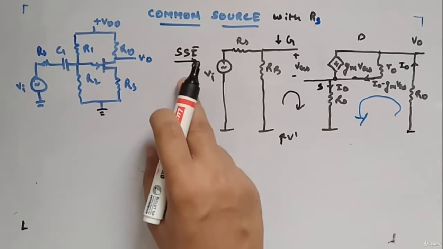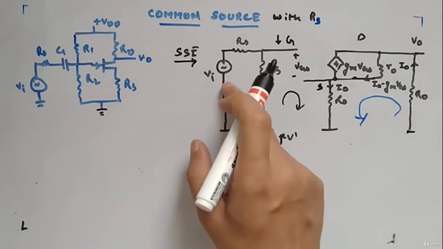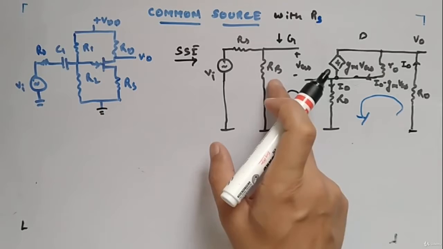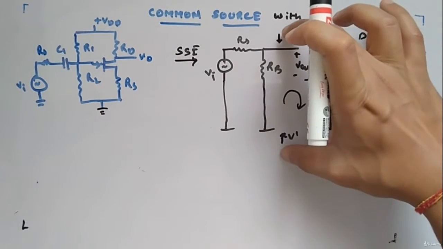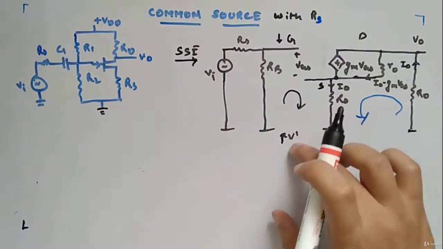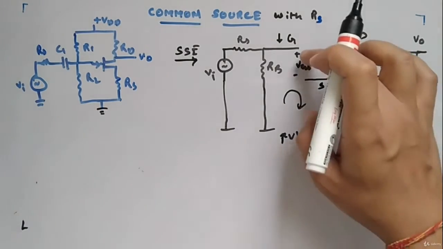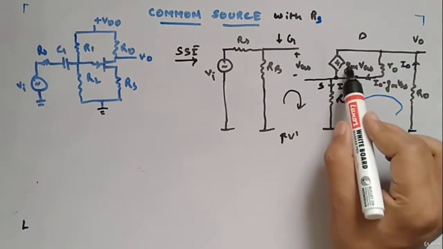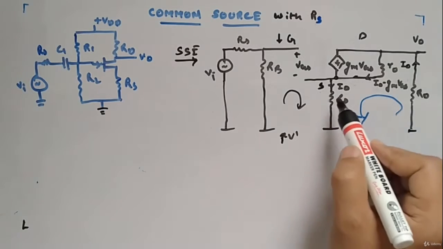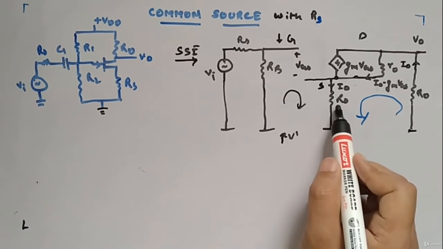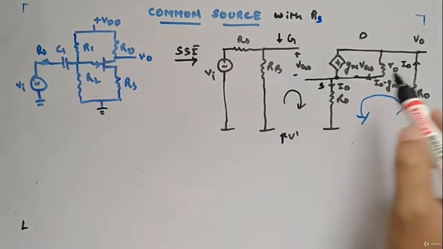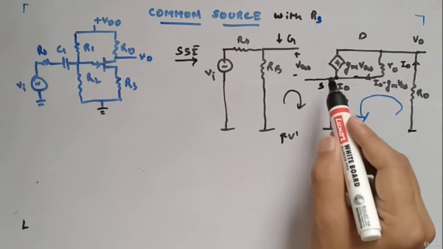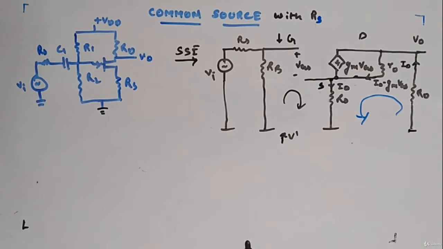So you will write the small signal equivalent. Vi is as it is, RS, C1 is short, R1 parallel R2 will be RB. The voltage across RB, I am taking V dash. Then your NFET is there, VGS, GM VGS, R0, and then source resistance RS. And then RD is connected from drain to ground. This is your source point, this is gate point, this is drain.